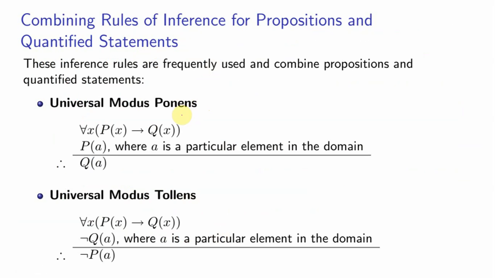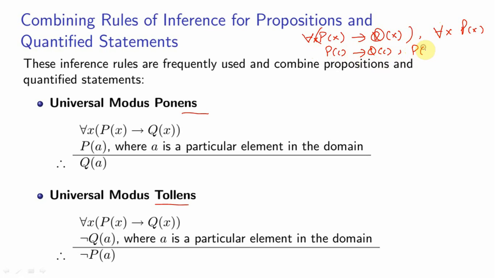I can define universal modus ponens and universal modus tollens. I can do without defining them also. See, if I have for all x, px implies qx, then I can first apply universal instantiation to get, let us say, p of c implies q of c. And if I have another, suppose again I have for all x px, it will be instantiated as p of c.